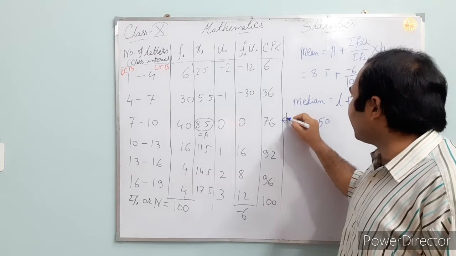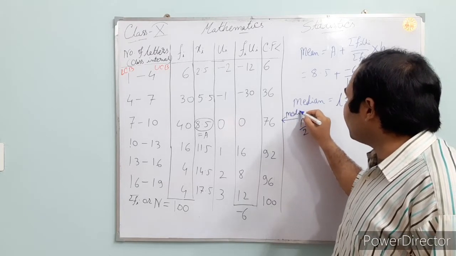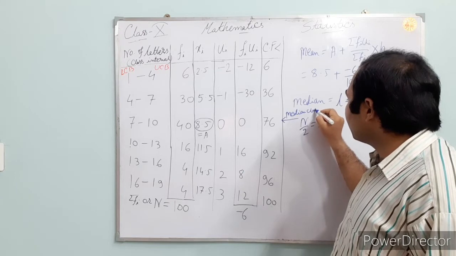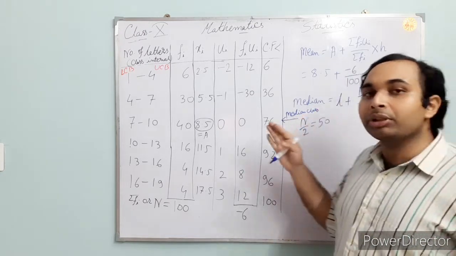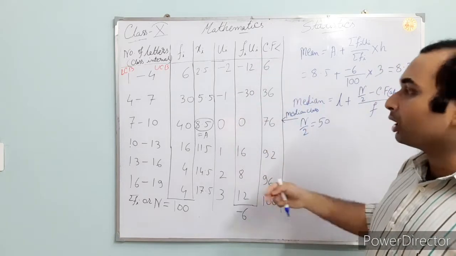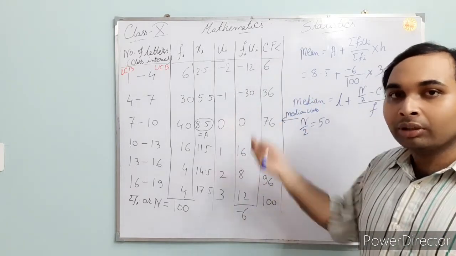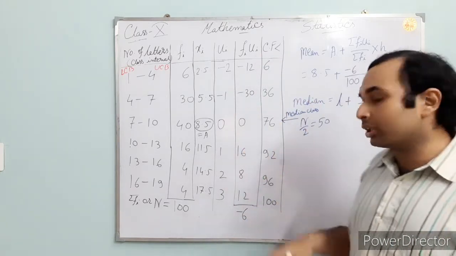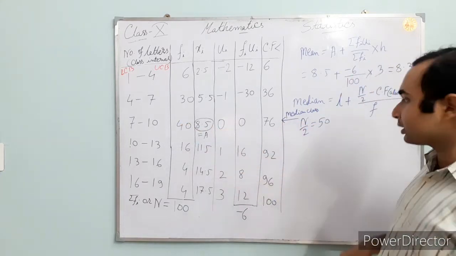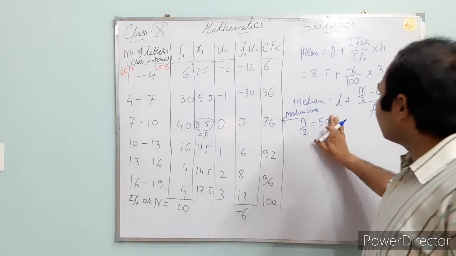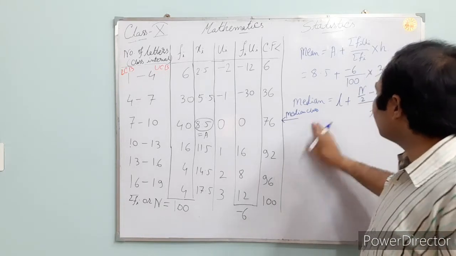You have to give an arrow here, then you have to write the median class. You have to do those in your exam, otherwise the examiner will not check which one is the median class. Then and there some deduction of the marks can be there. So you have to point out that this is the median class. So let us now put the values.